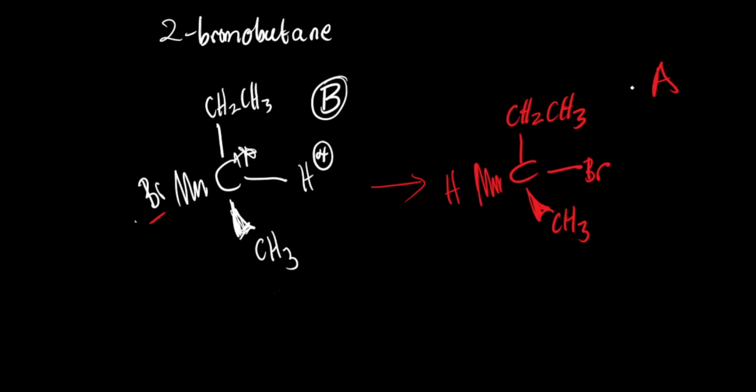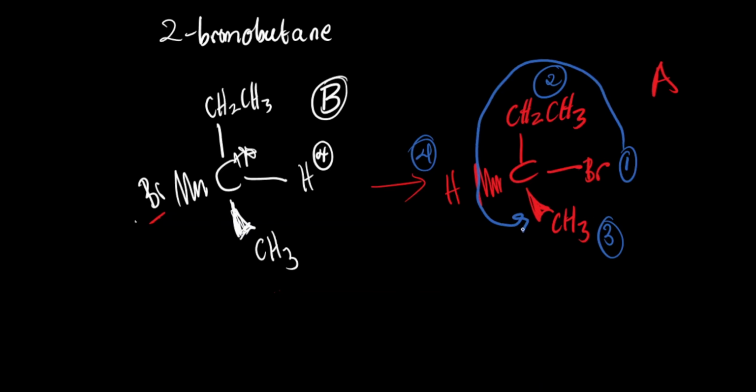So let's take a look at this. Now in numbering in terms of priority, this of course we determine to be 1, we determine this to be 2, and we determine this to be 3, and of course 4, least priority group. Now let's go from 1 to 2 to 3. So this is from 1 to 2 and then to 3. Okay, notice that we're going in an anti-clockwise direction, and an anti-clockwise direction is an S.